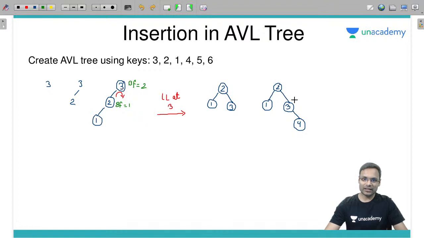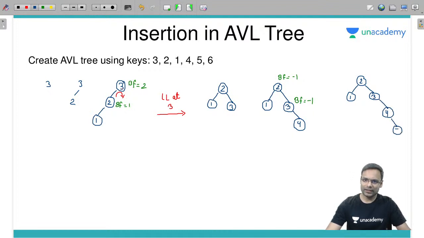What is the balance factor at 3? Minus 1. No problem. What is the balance factor at 2? 1 minus 2, minus 1. There is no problem after insertion of 4. Okay, next insertion, which is 5. So I still have the tree like this, which is balanced: 1, 3, 4, and 5 should be inserted here, right of 4. I know the basic rule of insertion.